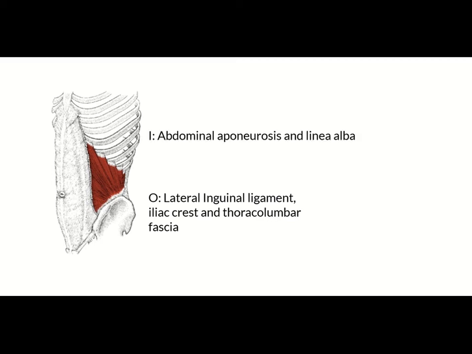The internal oblique originates from the lateral inguinal ligament, the iliac crest, and the thoracolumbar fascia. It inserts into the abdominal aponeurosis and the linea alba. It's innervated by branches of the intercostals, and it works to laterally flex and rotate the vertebral column, as well as flex and compress the abdominal contents.